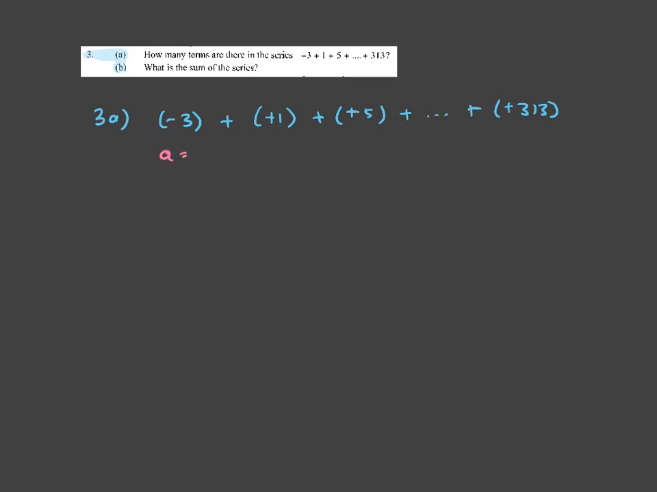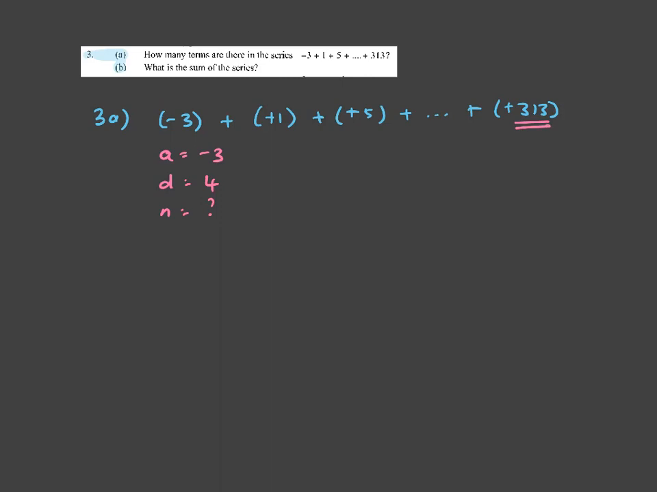So a is equal to negative 3. What is d in this case? What do I need to add to negative 3 to get to 1? You need to add 4, right? And from 1 plus 4 is 5. And then we need to find n. Do we know what n is? No, but we know the value of a term.